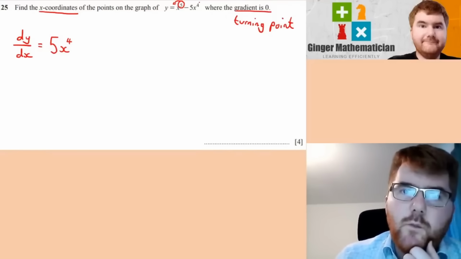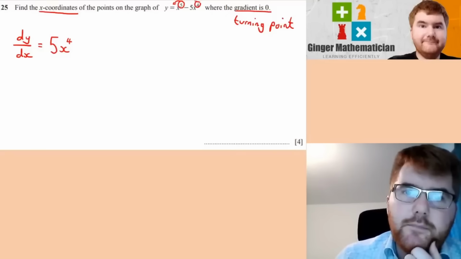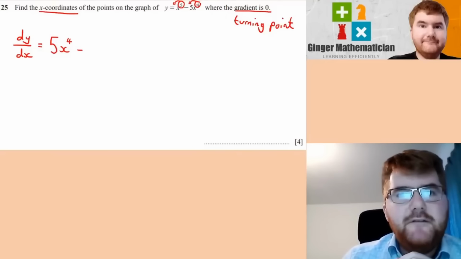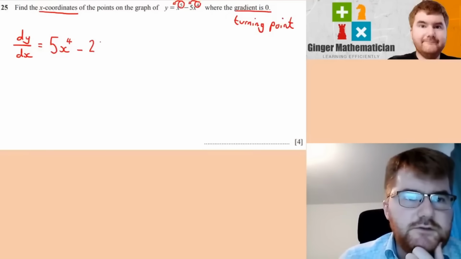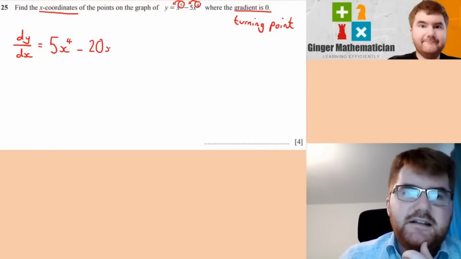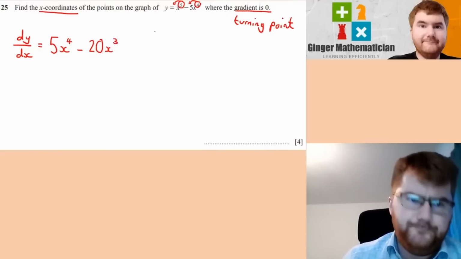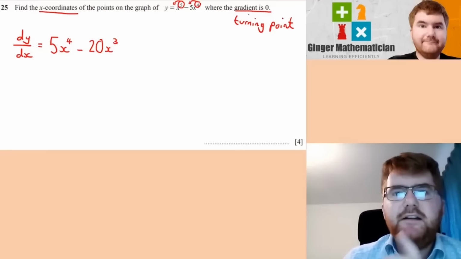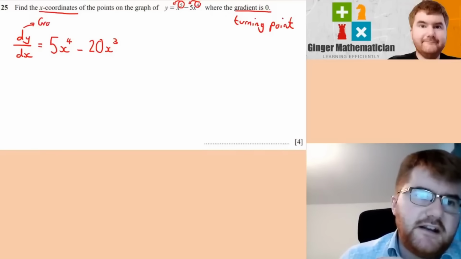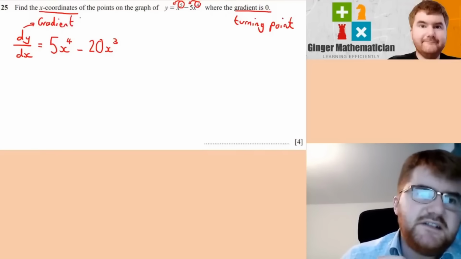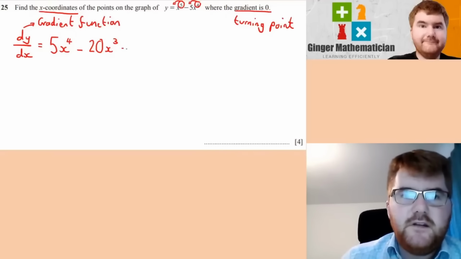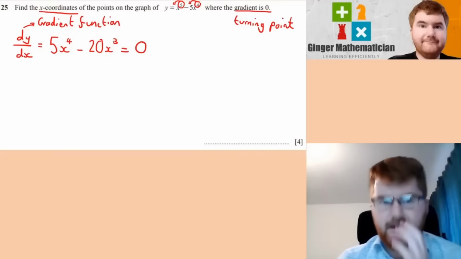This one here, well, we're going to take the 4, we're going to bring it to the front. So what does that mean here? Well, we need to do 5 times 4, and that's equal to 20. And then we reduce the index by 1, so we get x to the power of 3. Now in the question, we want to find out where the gradient is 0. Notice dy by dx, this is what's called the gradient function. So we want to take the answer we just made and make it equal to 0. So we need to solve this equation here.